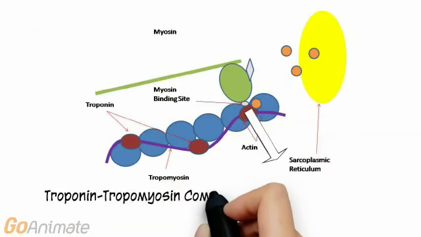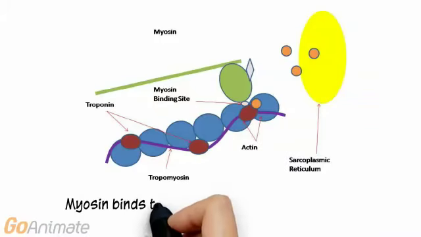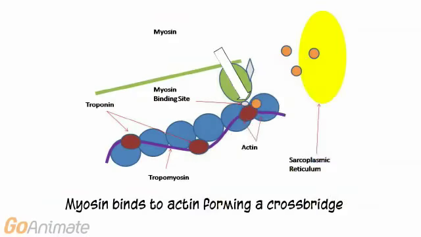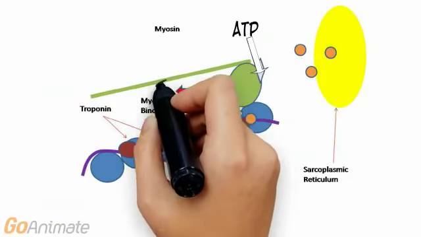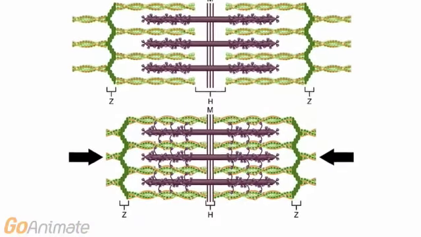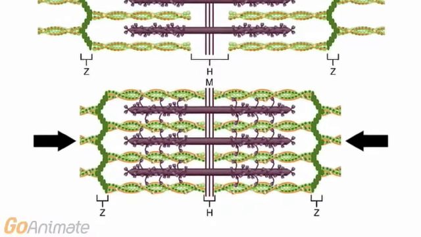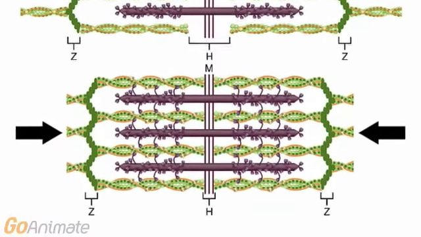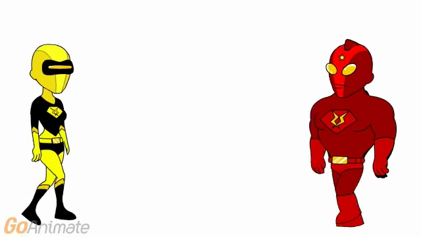The complex moves, exposing the myosin binding site on the actin. Now myosin can bind with actin, forming a cross bridge. Myosin moves actin and is powered by ATP. The sarcomere shortens and the muscle contracts. This process repeats as long as the stimulation and calcium are present. Actin and myosin are finally together.